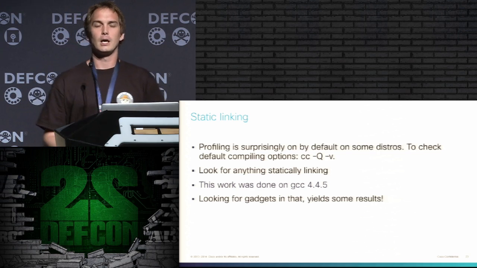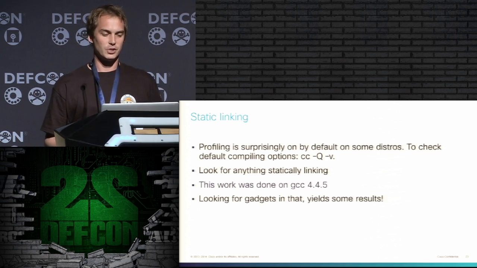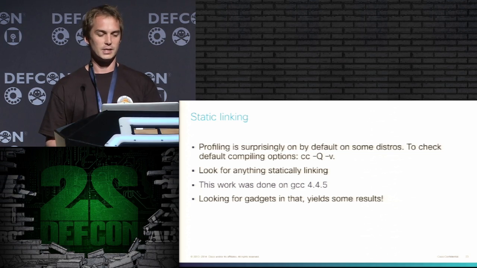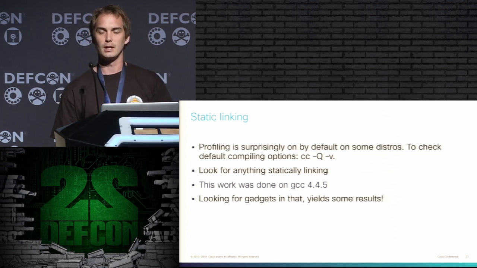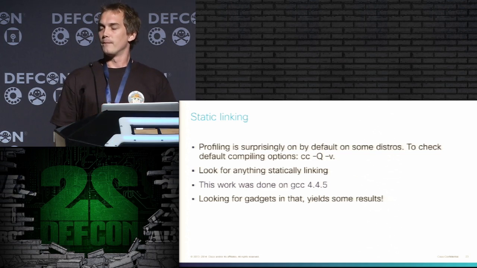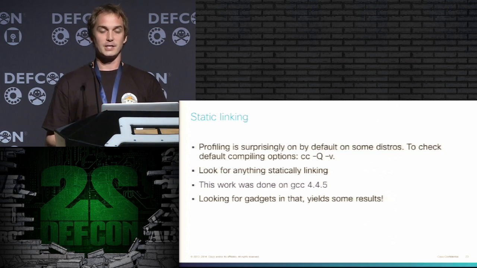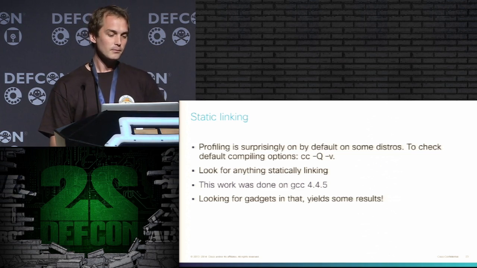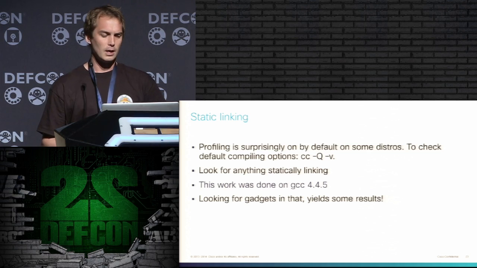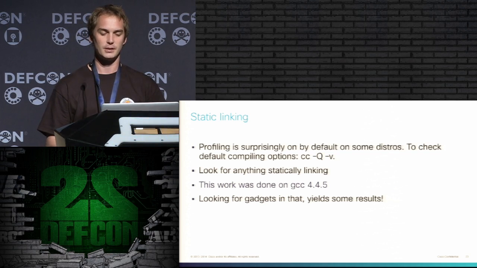To check what the default options are for GCC, you can have a look at gcc -Q -v, which will dump the list of compiler options that are set by default by GCC, and you might find some interesting stuff. This work was done for GCC 4.4.5, which is pretty old. And I looked for gadgets inside the code that was embedded by GCC into the target binary.